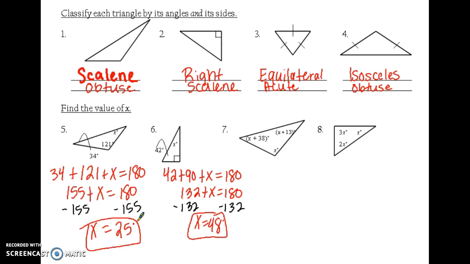Number 7 is a little bit more complex. All we are doing is x plus 38 plus x plus 13 plus x, and setting that equal to 180. So I can go ahead and combine like terms. I've got x plus x is 2x plus x is 3x. Now I have 38 plus 13, which is 51.